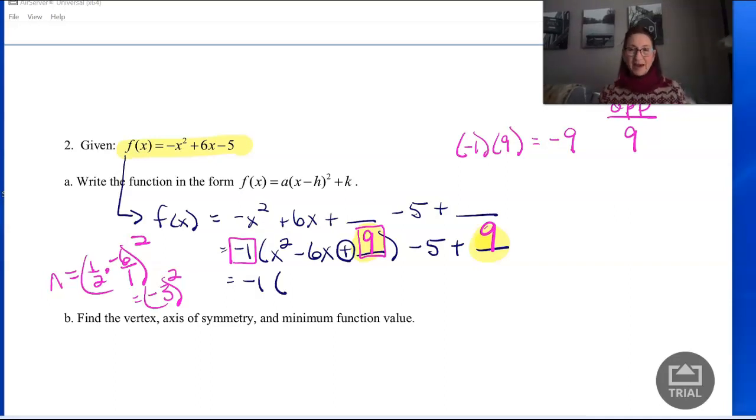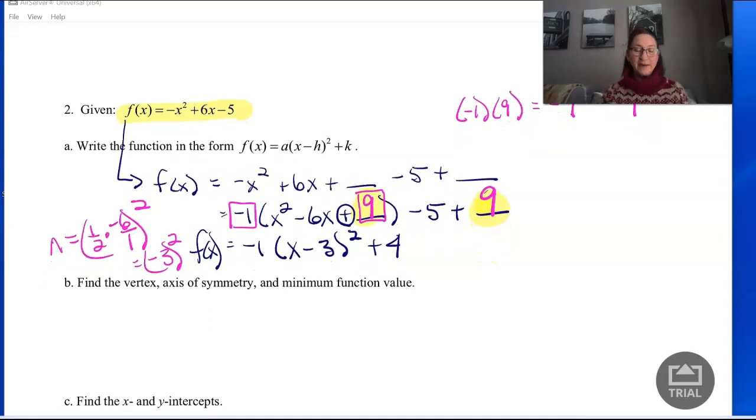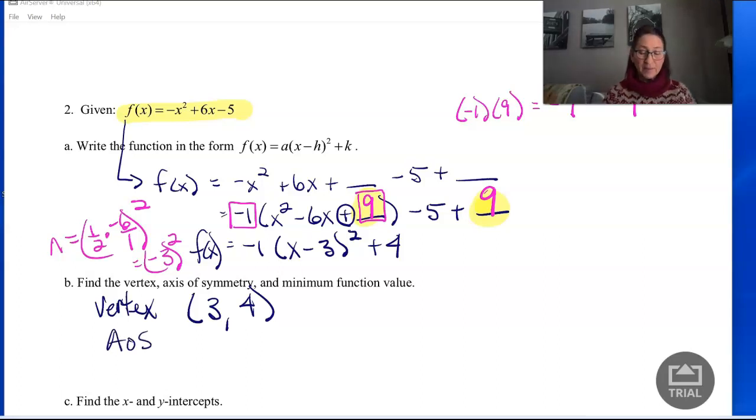All right, so now I'm going to create my binomial squared, which is x minus 3 squared. And then I add negative 5 plus 9, which is a positive 4. Now I have this in vertex form. Okay? All right, so I want to find my vertex. My vertex is going to be 3, 4. Then my axis of symmetry is going to be x equals 3.